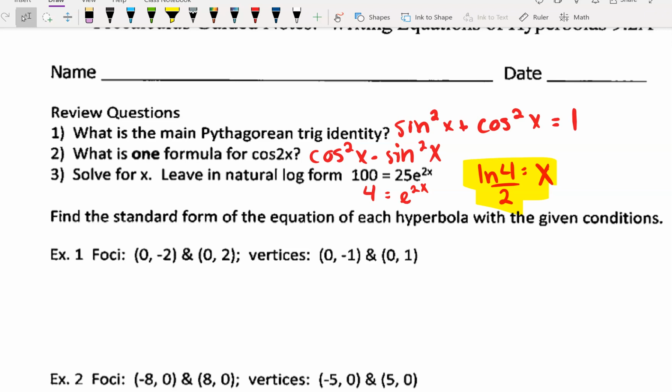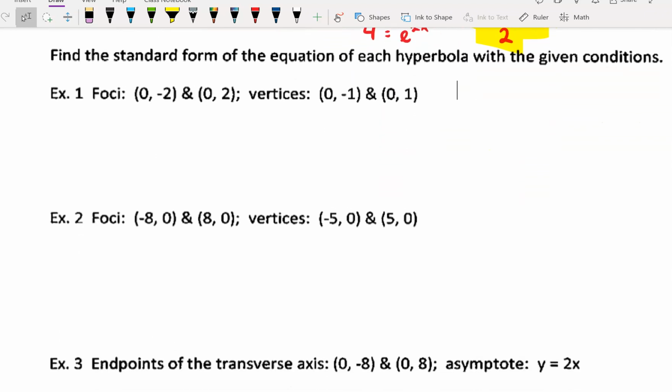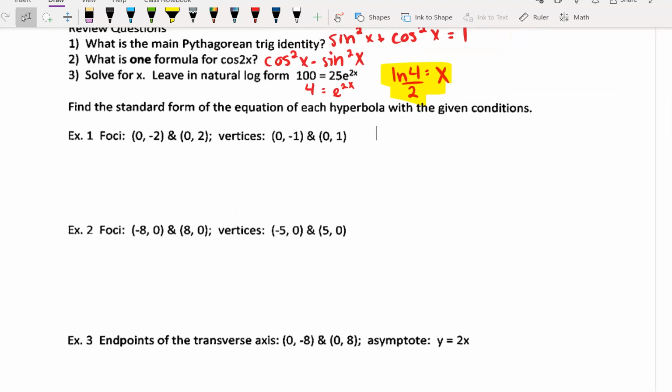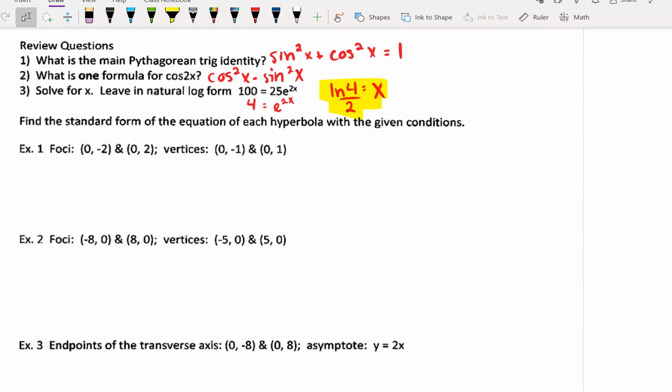And then today we are going to find the standard form of the equation for each hyperbola with the given condition. So we're working backward now. They're going to give us some properties of a hyperbola, and we are going to write the equations. Obviously, it's going to be important to know the equations of our hyperbolas. So let's write those up here.